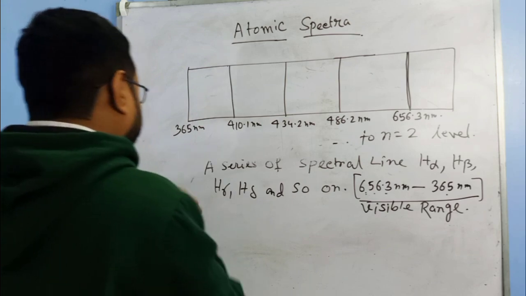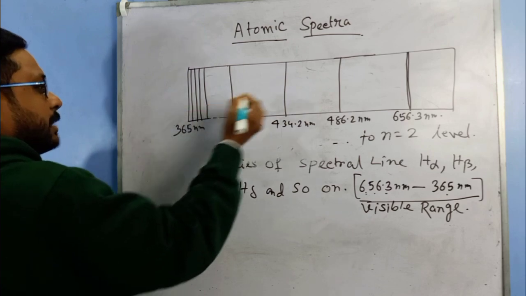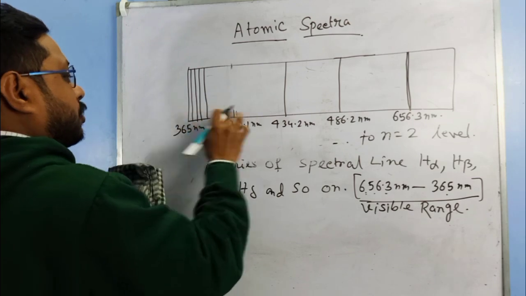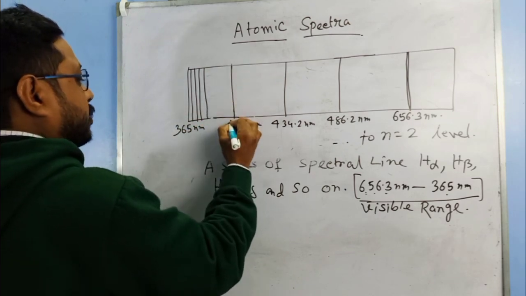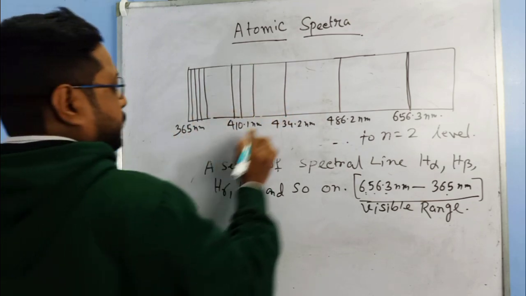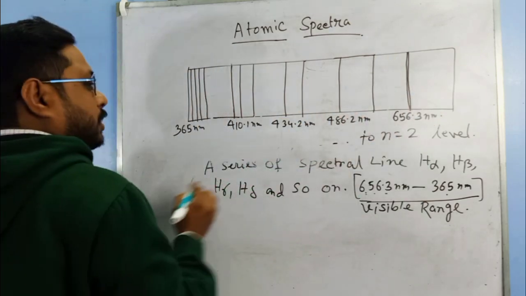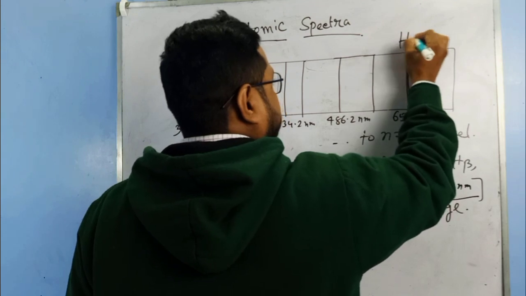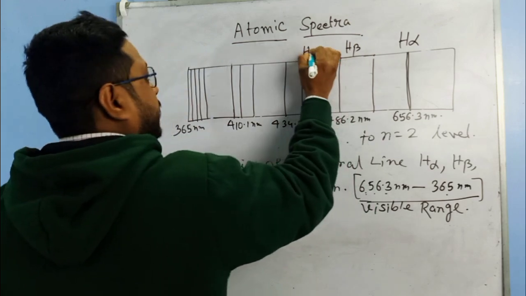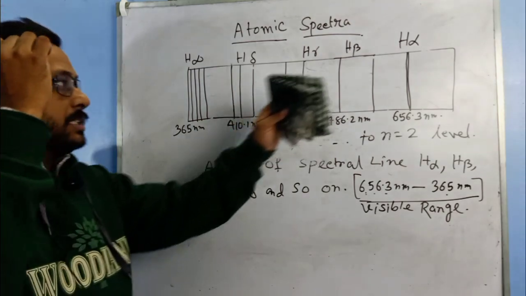So the gap of spectral lines decreases as we come from longer to shorter wavelength; the gap increases from shorter to longer. At 656.3 nanometer we get H alpha. Next we get H beta, H gamma, H delta and H infinity and so on. This is the Balmer series.